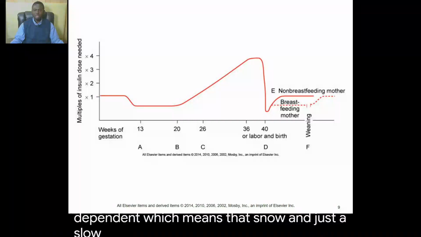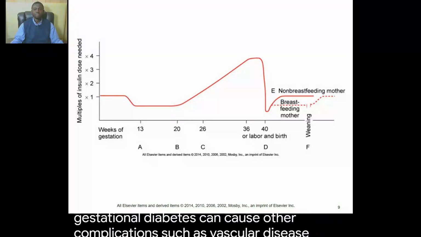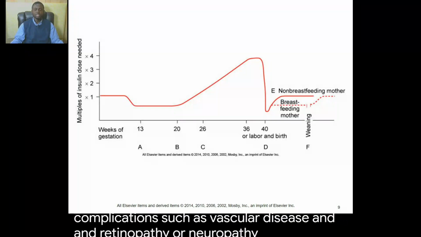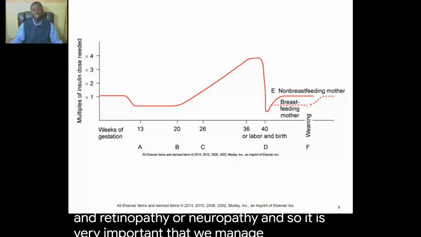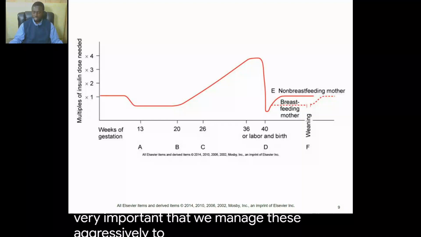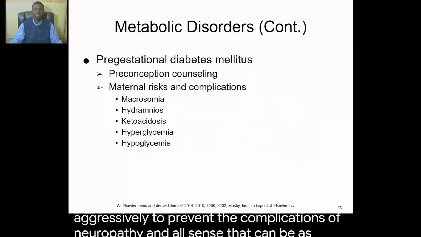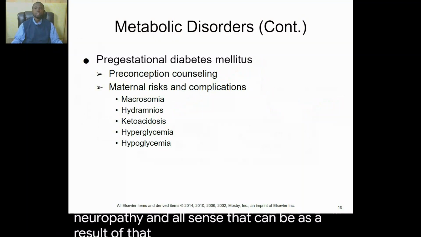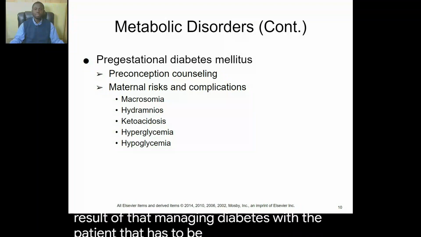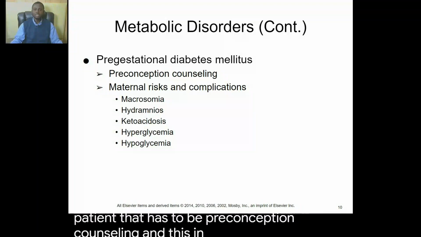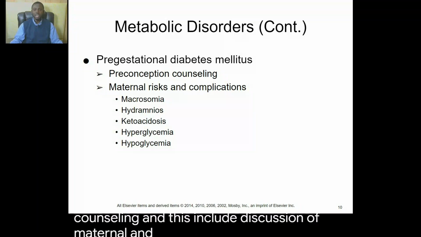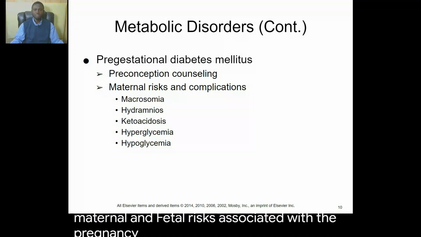Pregestational and gestational diabetes can cause other complications such as vascular disease, retinopathy, or neuropathy, so it is very important that we manage these aggressively to prevent the complications of neuropathy and ulcers that can be a result of that. In managing diabetes with the patient, there has to be preconception counseling, and this includes discussion of maternal and fetal risks associated with the pregnancy.